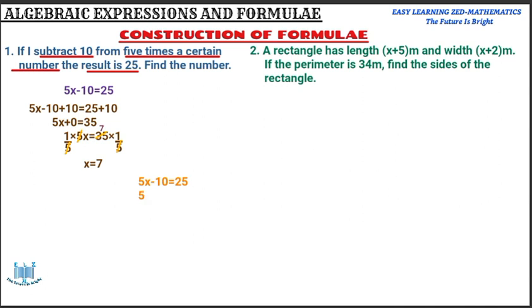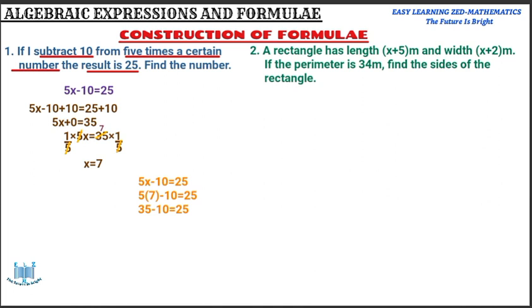So I'm going to write 5, then where there is x, we're going to put 7. So we are multiplying 5 by 7, then minus 10 is equal to 25. Then 5 multiplied by 7 will give us 35, minus 10 equal to 25, because we haven't done anything to negative 10 as well as 25.